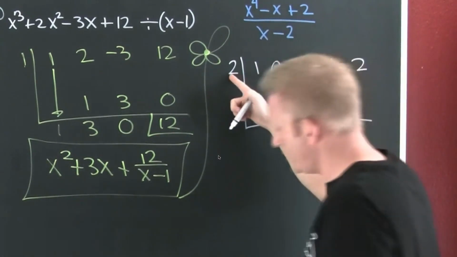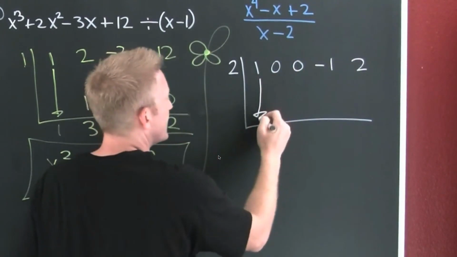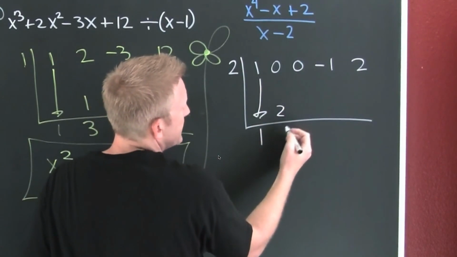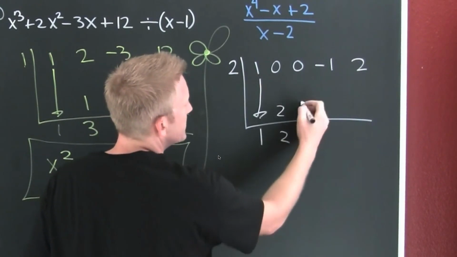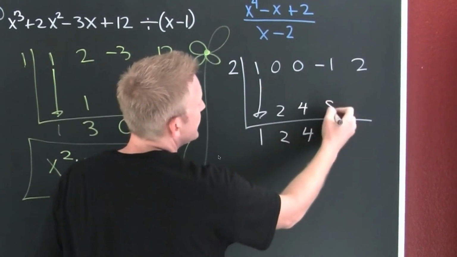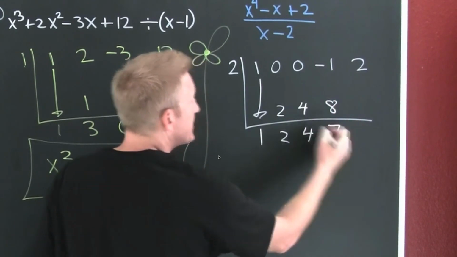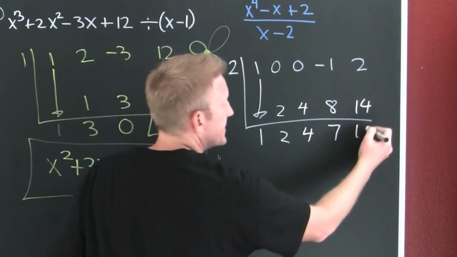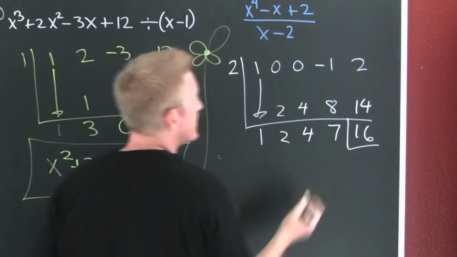On the outside, zeros. And then on this first one, drop it like it's hot. There's a 1. 1 times 2 is 2. Add: 2. 2 times 2 is 4. Add: 4. 2 times 4 is 8. Add: that's a 7. 2 times 7 is 14. Add: that's a 16. That's my remainder.